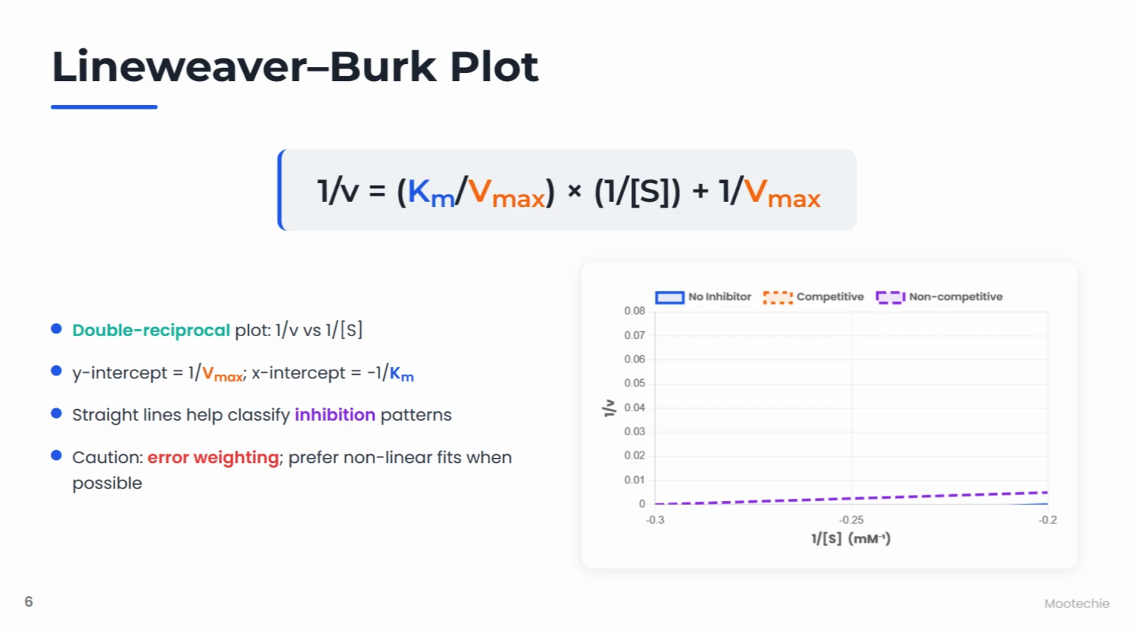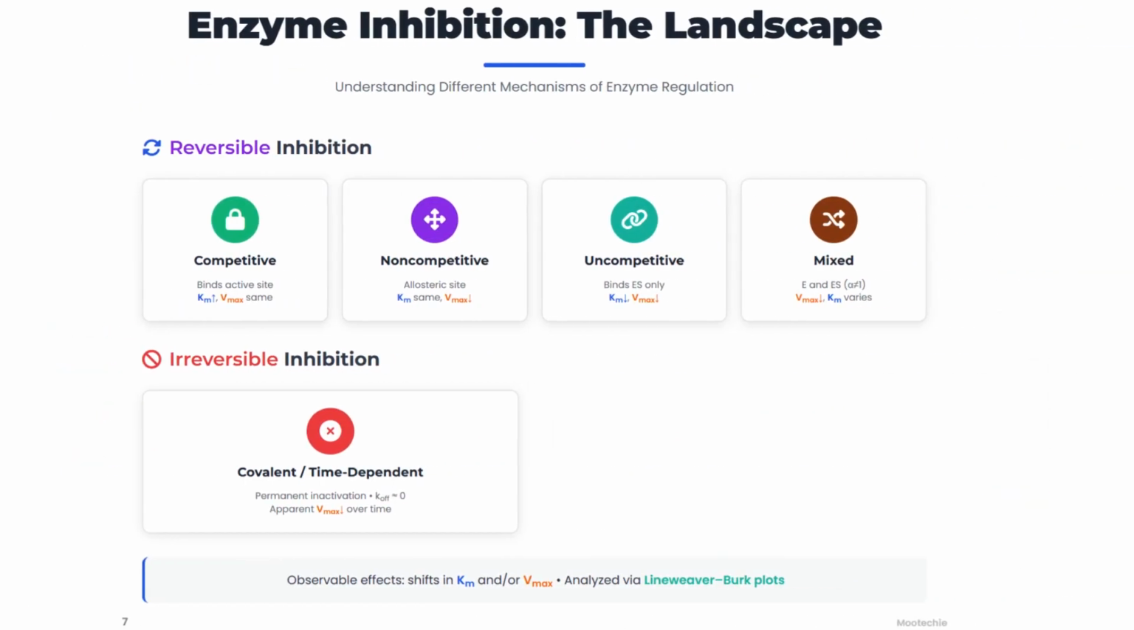As we continue, let's understand the landscape of enzyme inhibition. We're looking at different mechanisms of enzyme regulation. First, reversible inhibition. Competitive inhibition binds the active site, affecting Km but not Vmax. Non-competitive inhibition binds an allosteric site, affecting Vmax but not Km. Uncompetitive inhibition binds the ES complex only, affecting both Km and Vmax.